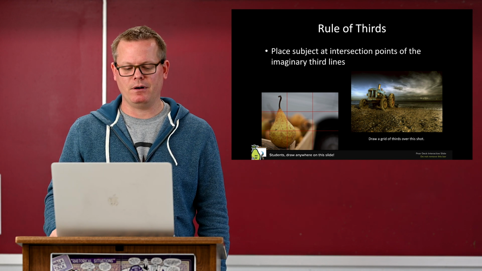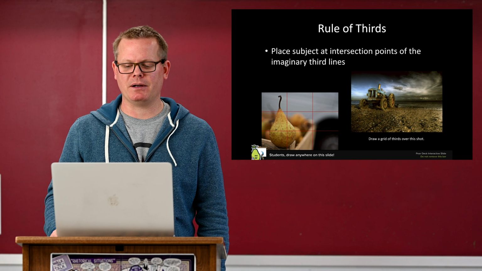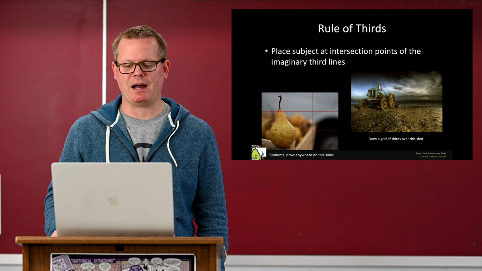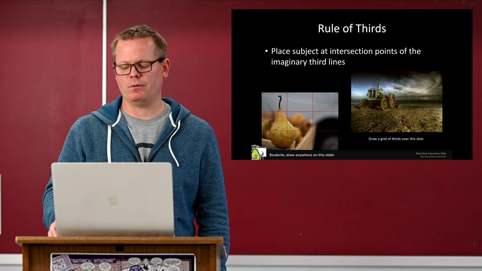So do me a favor. You're not going to really be able to draw on this unless we're doing an actual Pear Deck. I'll see if I can do that in an Edpuzzle, but imagine it in your head that there's that same grid across the picture with the tractor. Do you see how the tractor is sitting on one of those intersection points? That's using the rule of thirds.